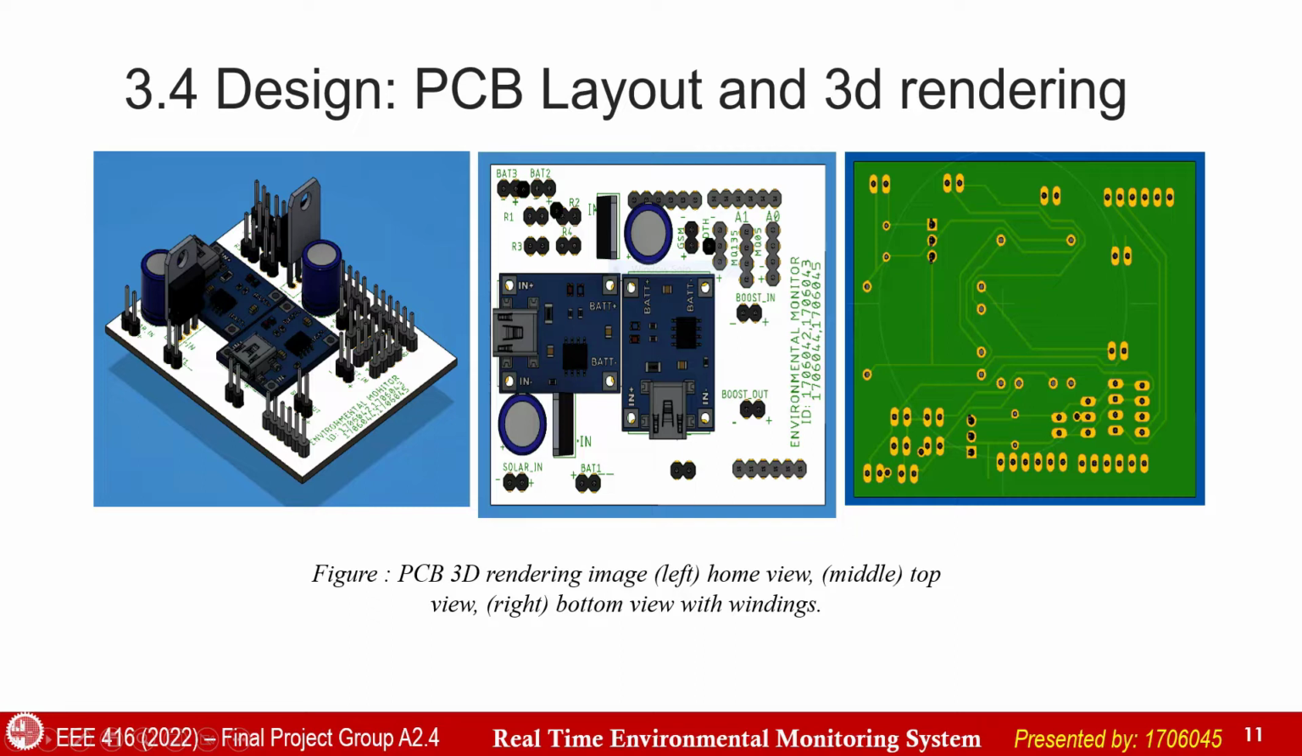On the left is the home view where you can see two charging modules, two voltage regulators, some capacitors, and some pins that are used to build the whole circuit. The middle is the top view of the PCB, and at right is the bottom view. In the bottom view, we can see the copper wirings and pin layouts.